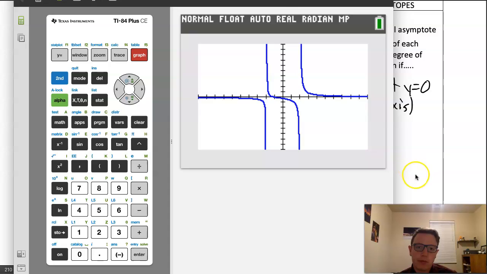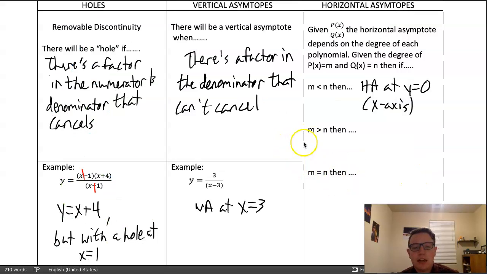Now what about the other way? What if our degree in the top is larger than our degree in the bottom? If that's true, we will have no horizontal asymptotes. So if we have a degree larger in the top than in the bottom, we'll have no horizontal asymptote. Let's see what that looks like on a graph.